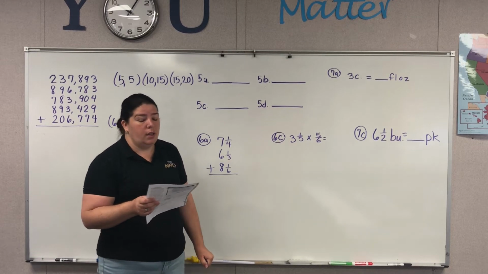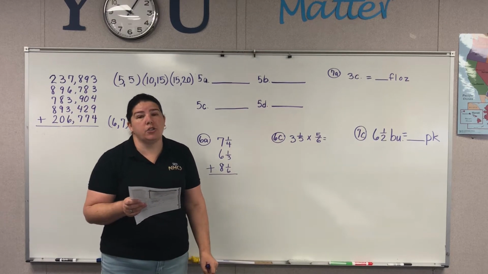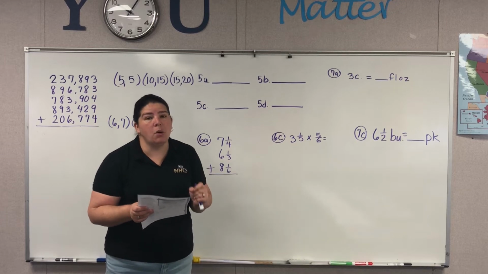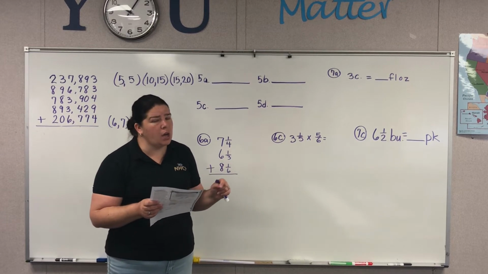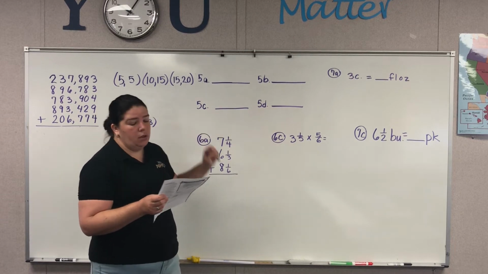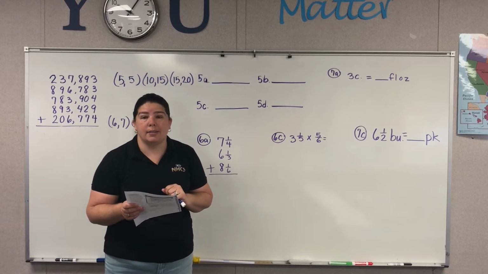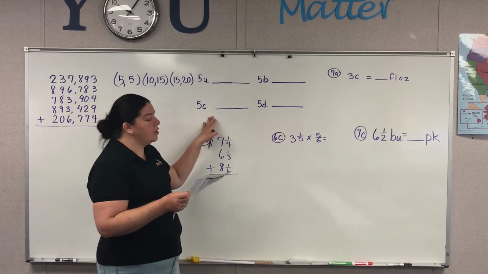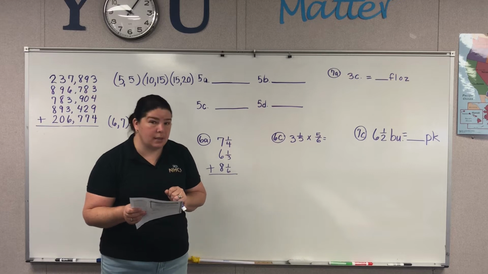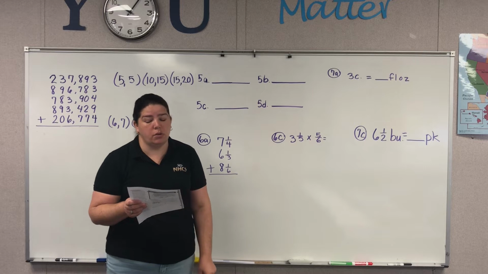Letter B, 14,180,000. Again, 14,180,000. Make sure you have those commas in the right place and your zeros. Letter C, 500,006,006. Again, letter C, 500,006,006. There's a lot of zeros in that number, boys and girls, so make sure you're correct.